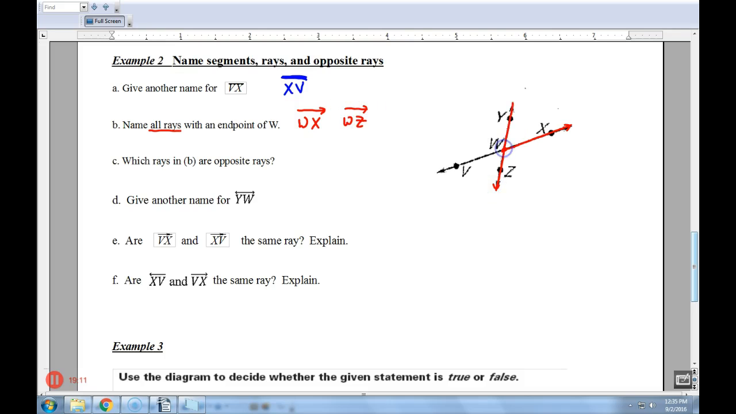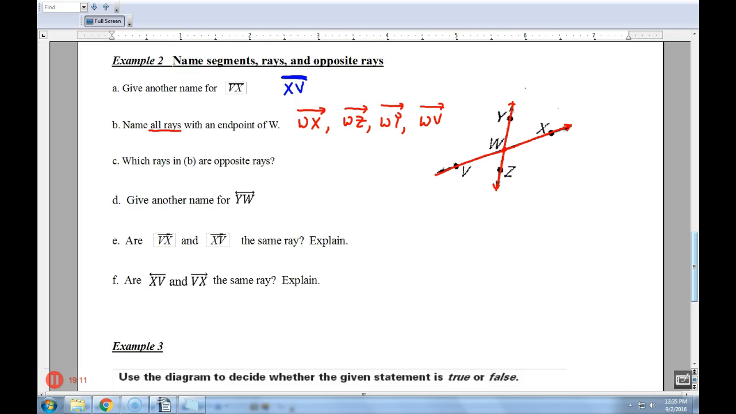There is WY. And finally, WV. And I probably should put commas in here to break them up and show you that I actually named all 4 of them. I don't think there's any other rays that have an endpoint of W.